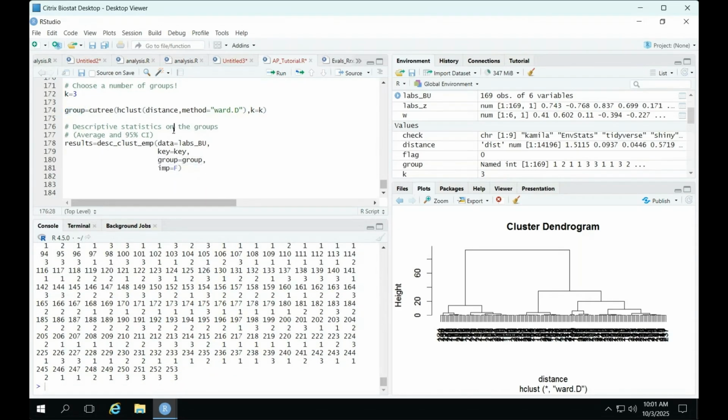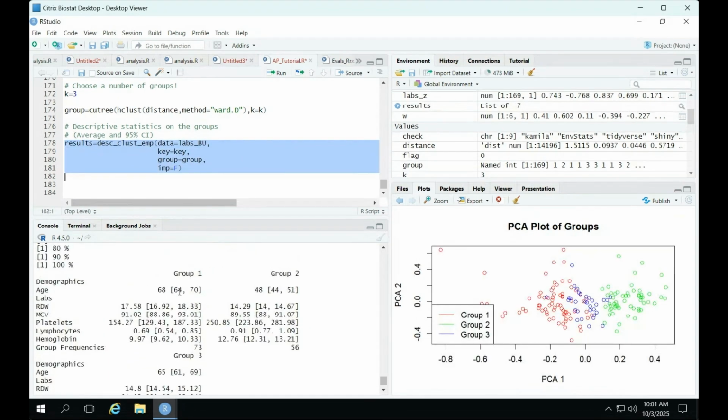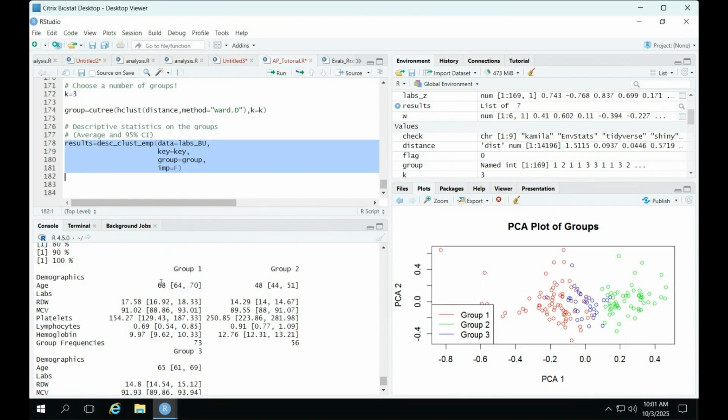Last thing is I'm going to create a nice table here. And this is another function that I wrote using that GitHub function. I'll give it the raw data. I'll give it that key we just wrote. I'll give it the group identities that we just calculated. And I would like it to describe the different groups for me, and it's going to give me real simple descriptive statistics. So this is the average, and this is a 95% confidence interval.